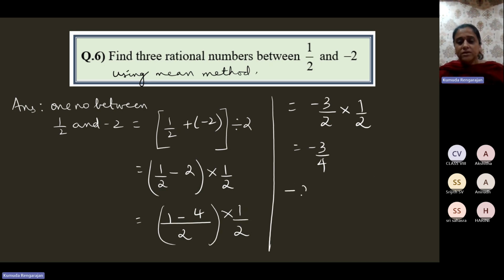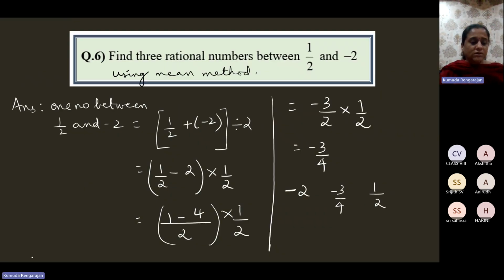So write that. Between minus 2 and 1 by 2, minus 2 is small and 1 by 2 is big, right? And we have found this minus 3 by 4 between these two numbers, correct? Write minus 2 first, the smaller number, and then 1 by 2, the larger one. And minus 3 by 4 is between these two. So write that minus 3 by 4 between the two numbers.